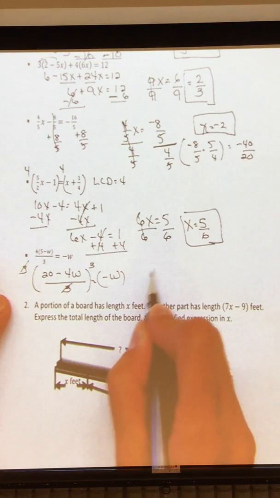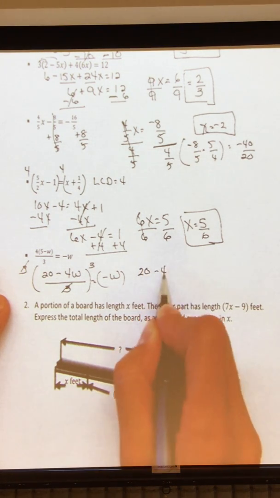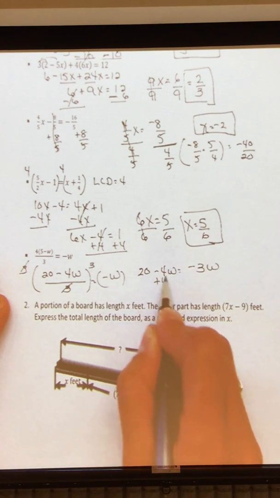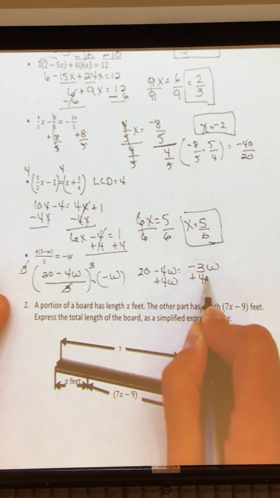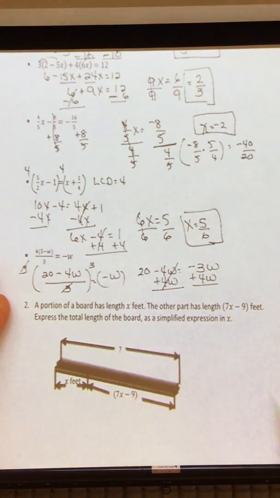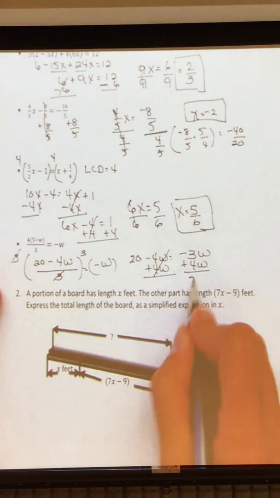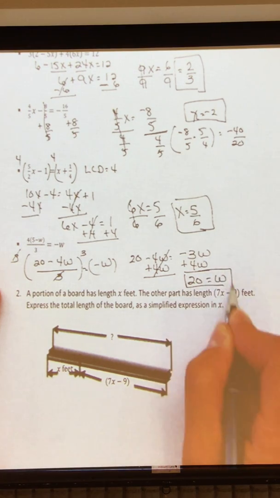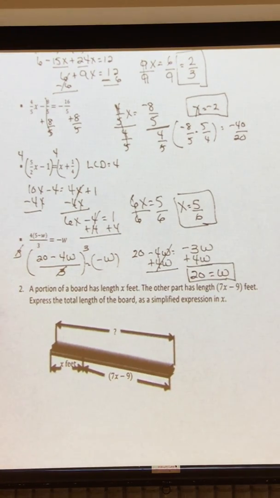So you're left with 20 minus 4w is equal to negative 3w. Combining like terms, which means you're going to add 4w to both sides. So 20 is equal to 1w, or in other words, w is equal to 20.